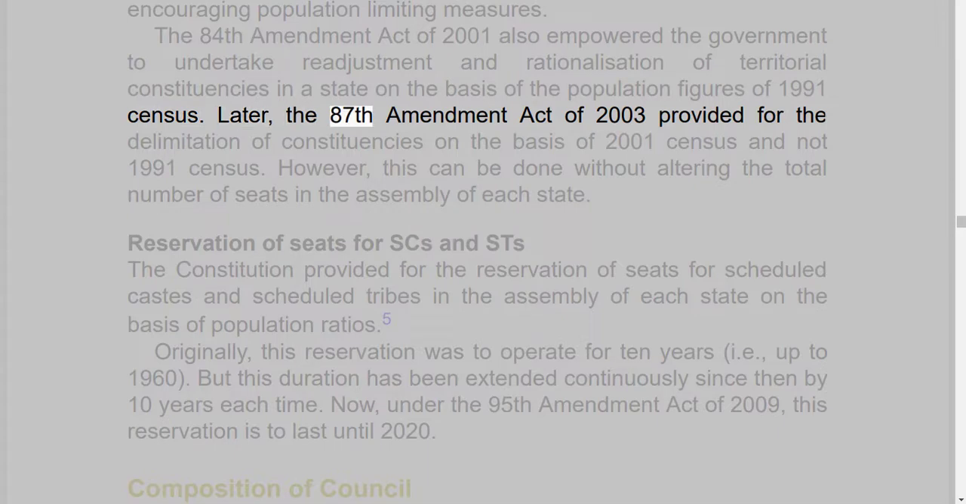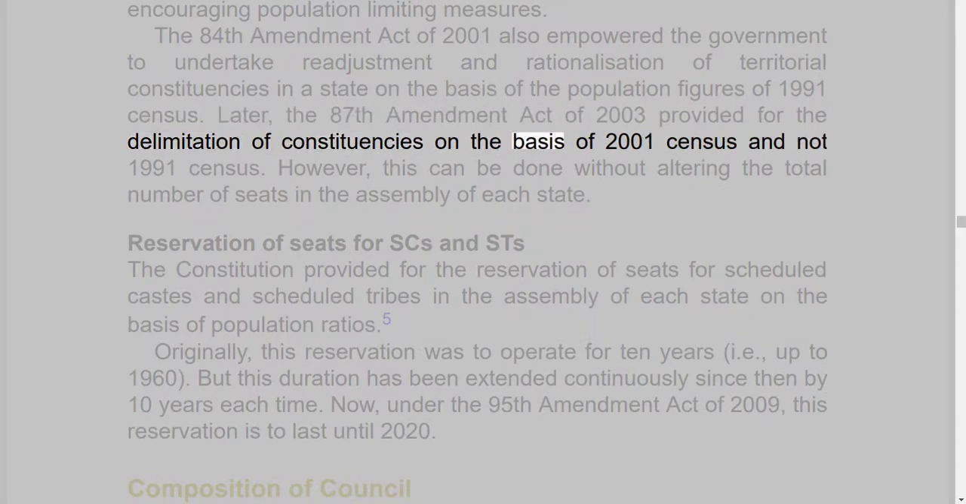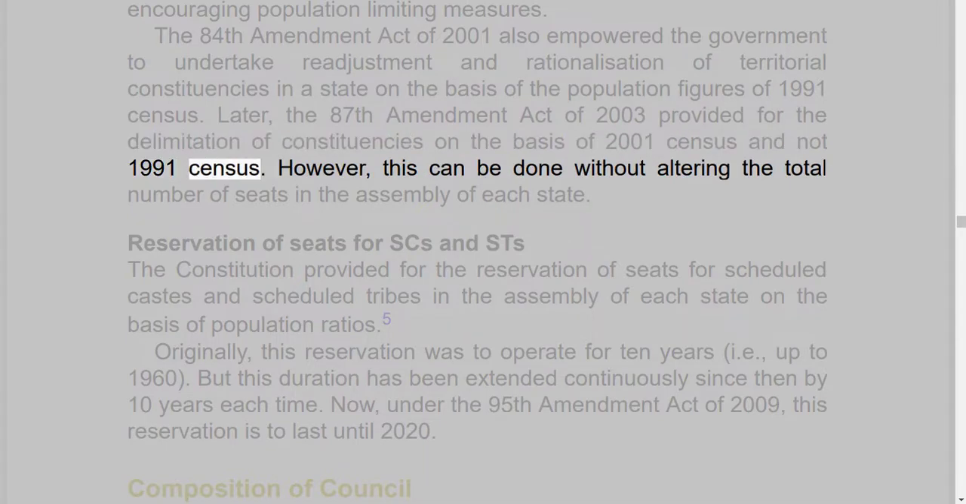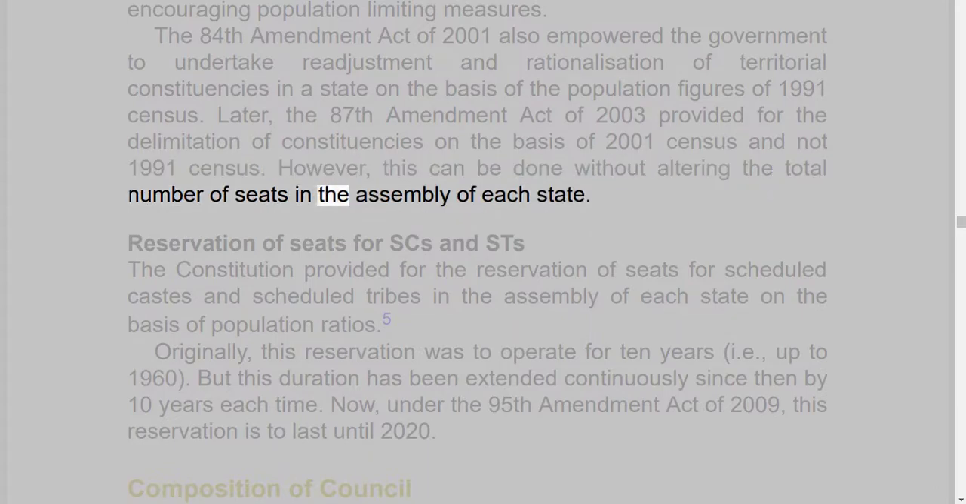Later, the 87th Amendment Act of 2003 provided for the delimitation of constituencies on the basis of the 2001 census and not the 1991 census. However, this can be done without altering the total number of seats in the assembly of each state. Reservation of seats for SCs and STs.